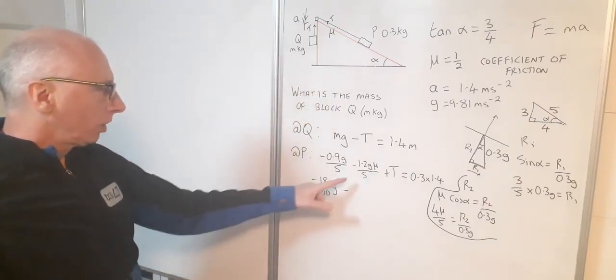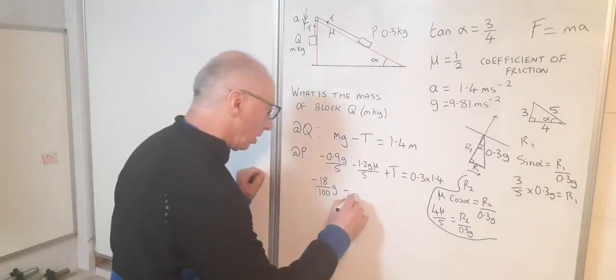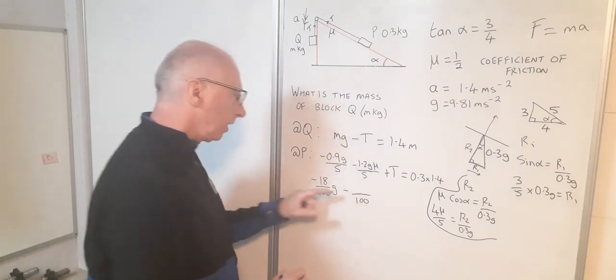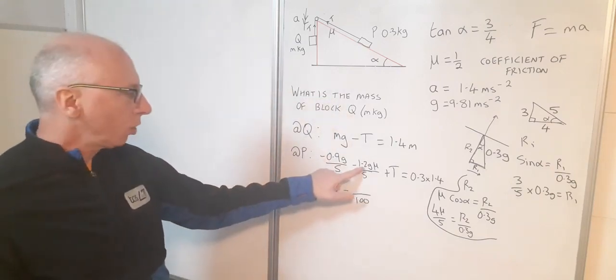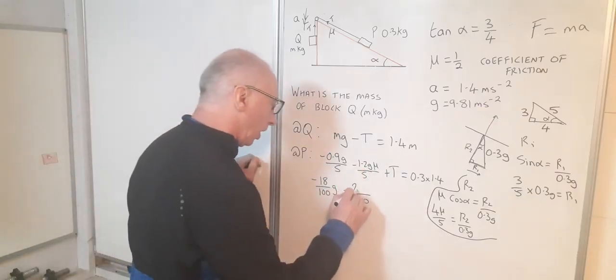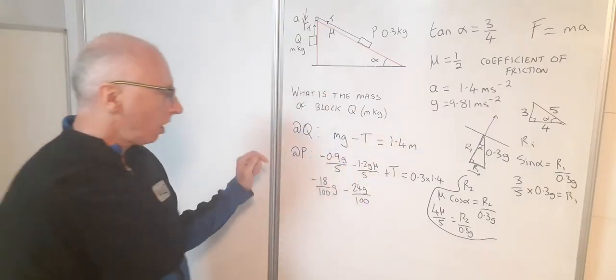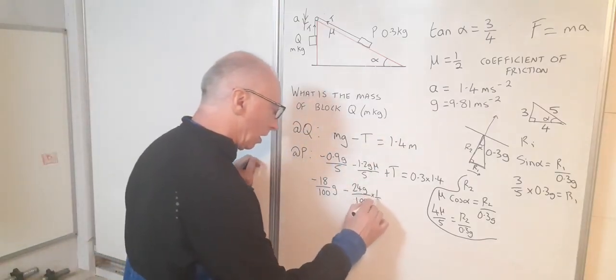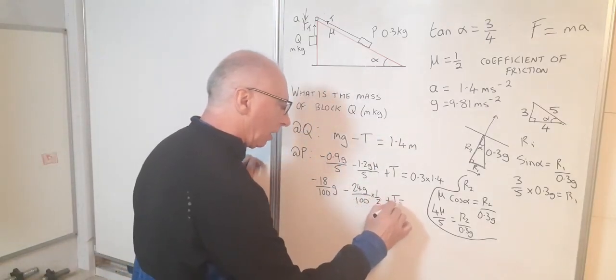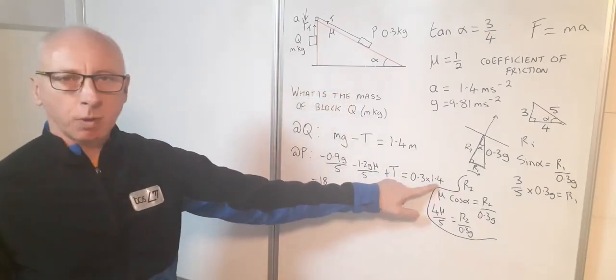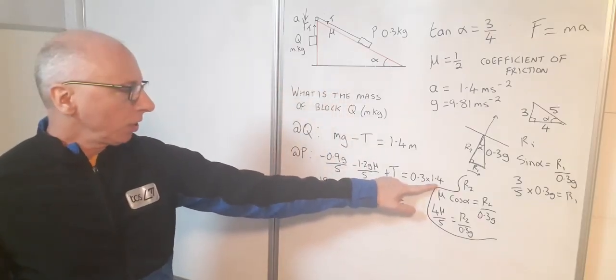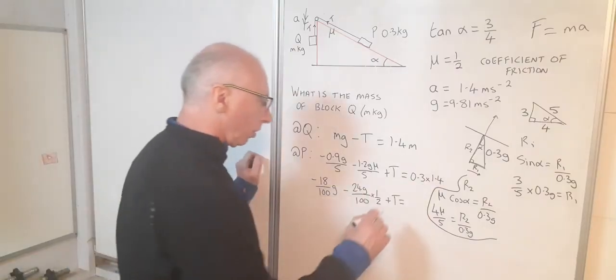So we get over 100, and then times that by 20, we get 24. So we've got 24g, this time times by mu, which is a half. And then plus T, and set that equal to 0.3 times 1.4, or 3 14s are 42, so that's going to be 0.42.